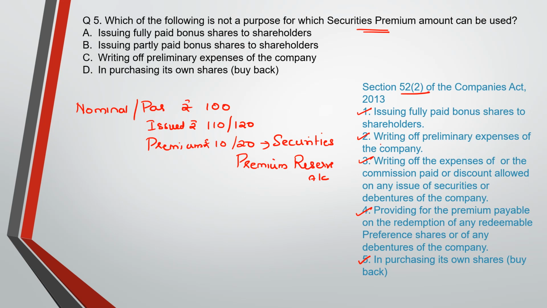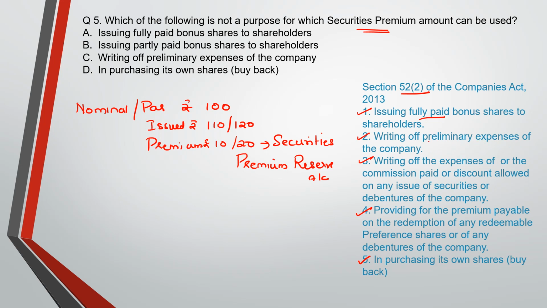Now let us understand the purposes. The purposes stated are, first, issuing fully paid, be careful, fully paid bonus shares to the existing shareholders. You can take it out from the Securities Premium Reserve and it will get converted into shares. Second, writing off preliminary expenses of the company. Those expenses incurred before the incorporation of the company are called preliminary expenses.